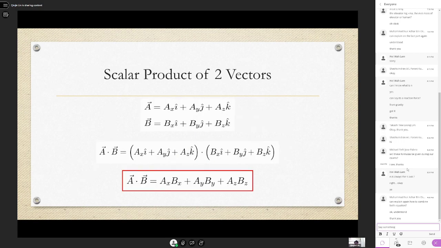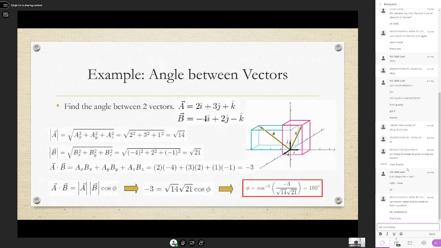For the scalar product of two vectors, if A is given by this and B is given by this, with i, j, k components, if you do A dot B, it's actually easier than normal multiplication. You dot this whole thing. You just take the first one times the first one, plus the second one times the second one, plus the third one times the third one, finished. So dot product multiplication like this is actually easier than normal multiplication. This example here is a simple math example for you to recap dot product.